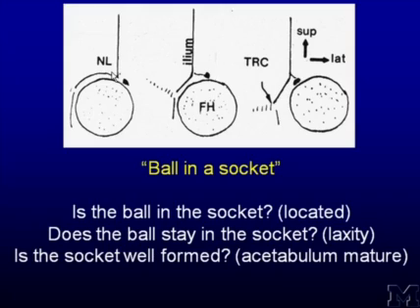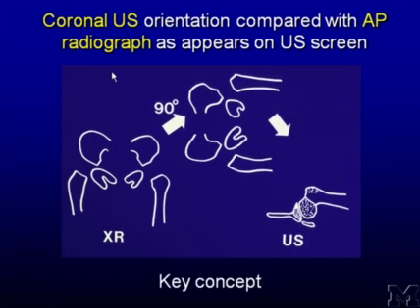And being a ball in a socket, there's really three essential questions that we address. This is what we address when we're doing our study. This is what I describe when I'm explaining the findings to the parents when we do the study. So first of all, is the ball, i.e. the femoral head, in the socket? Does the ball stay in the socket, which is an aspect of the dynamic study, looking for laxity? And is the socket well formed, meaning that is the acetabulum mature? And all three aspects are quite important.